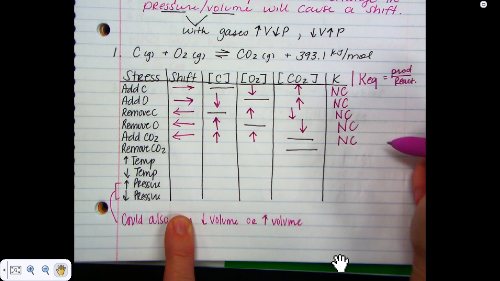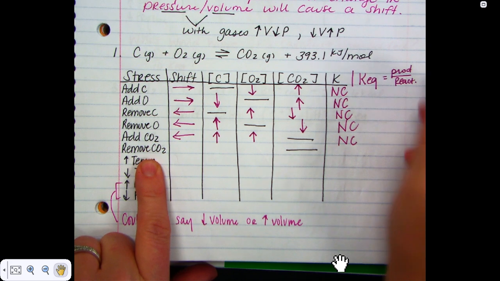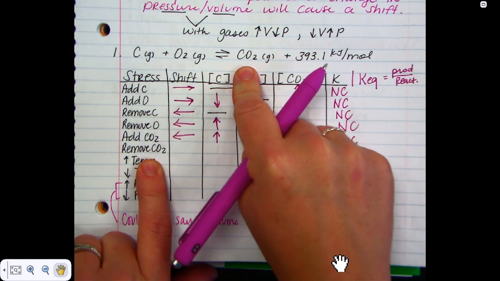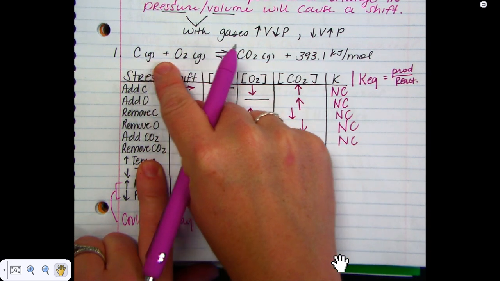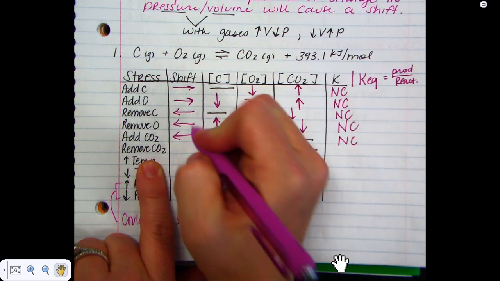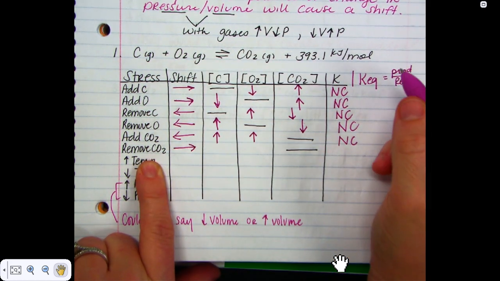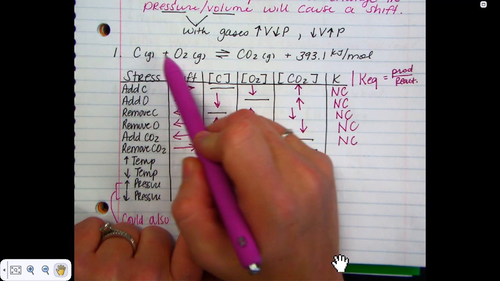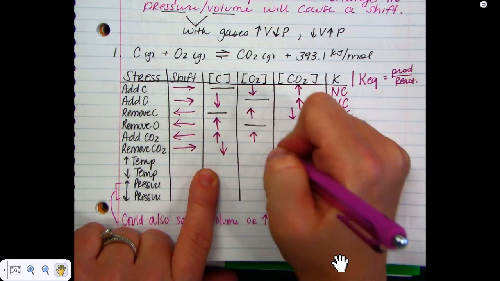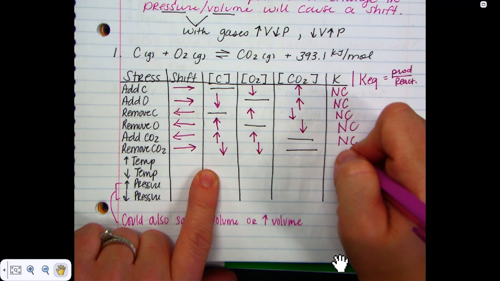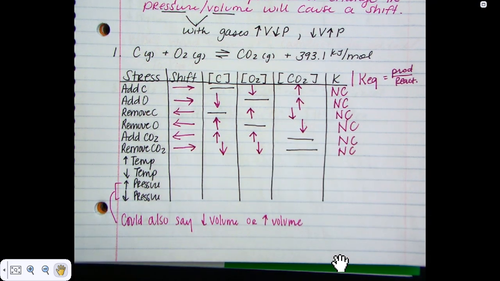K. If I remove CO2, what do I need to do? Well, I need to make more. So how do I make more? I go hard in the forward direction, and that means that I'm going to use both carbon and oxygen to make carbon dioxide. So the carbon and the oxygen go down, and then there's no change in K.